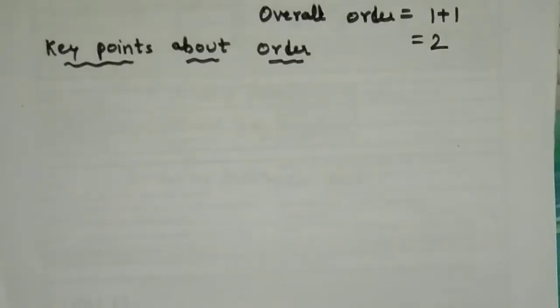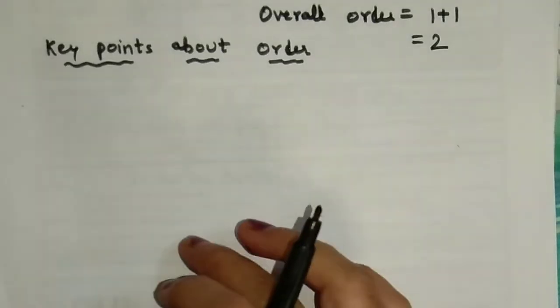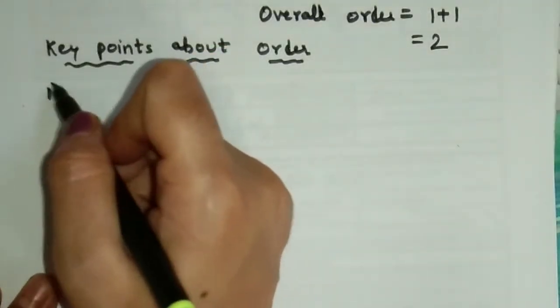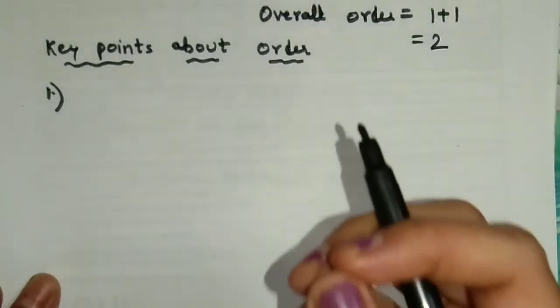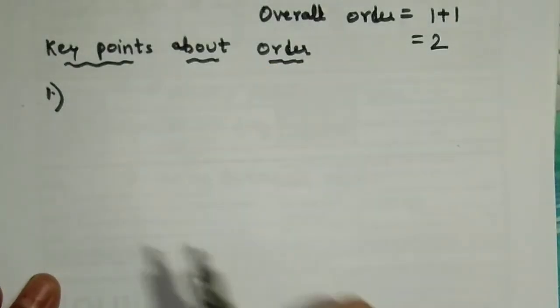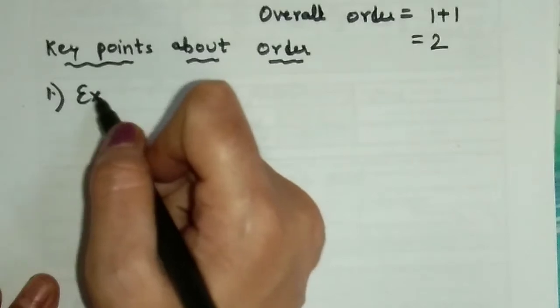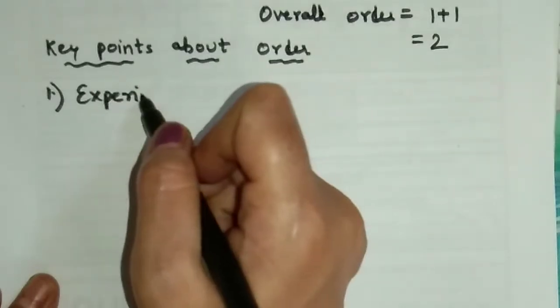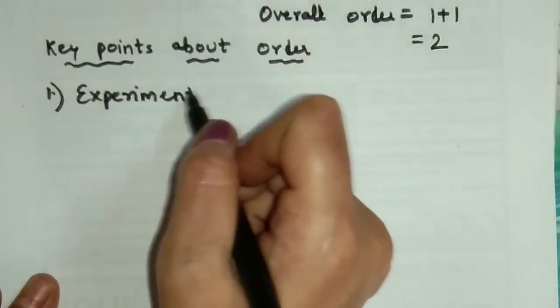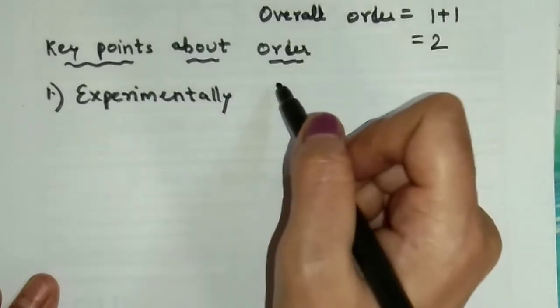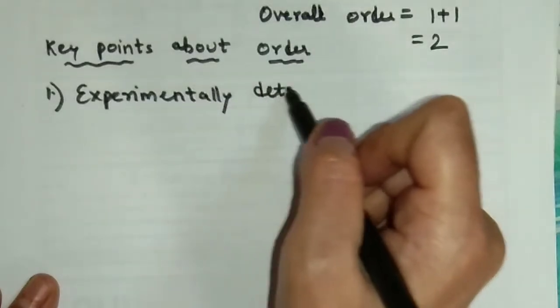Now we will see what are the key points to be remembered about order of reaction. The first point is, as I already said, it is an experimentally determined quantity. So you can remember, this is not obtained from theory or by calculation. It is experimentally determined.